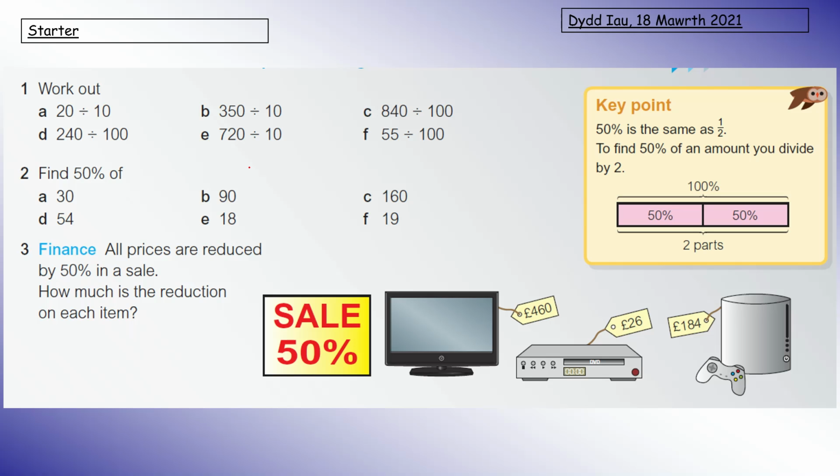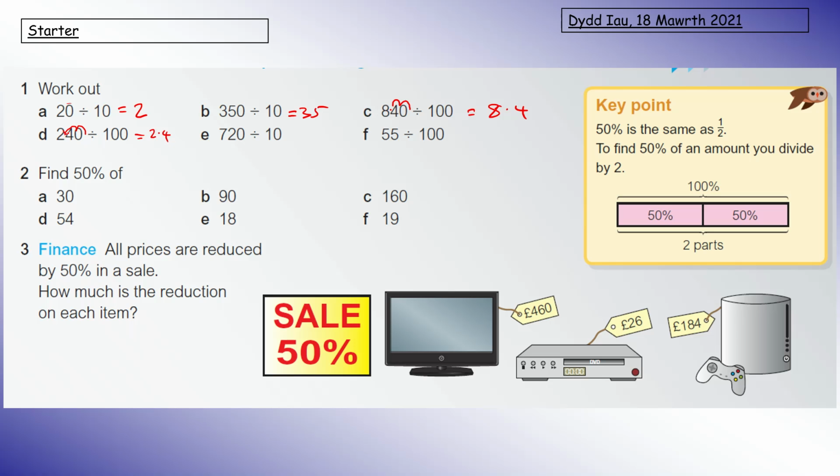Okay, so for 1a, we've got 20 divided by 10. Remember, when we're dividing by 10, we're moving that decimal point back 1. So 20 divided by 10 is equal to 2. 350 divided by 10, you should have 35. 840 divided by 100, moving that decimal point 2 places, so that will be 8.4. Dividing by 100, decimal point goes back 2, so we got 2.4.